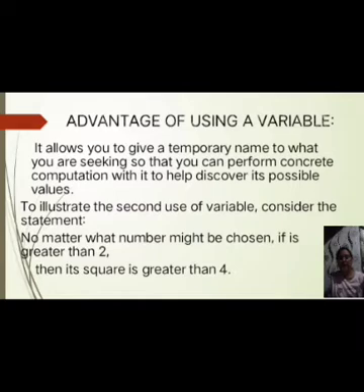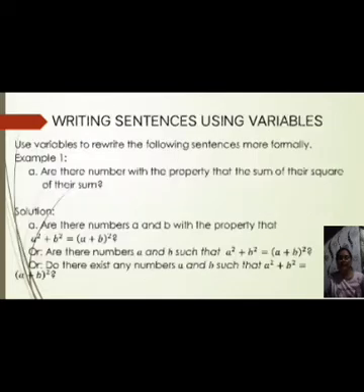And to illustrate the second use of variable, consider the statement: no matter what number might be chosen, if it's greater than 2, then its square is greater than 4. In writing sentences using variables, every word matters. So, wrong interpretation of the words may lead to wrong representation.